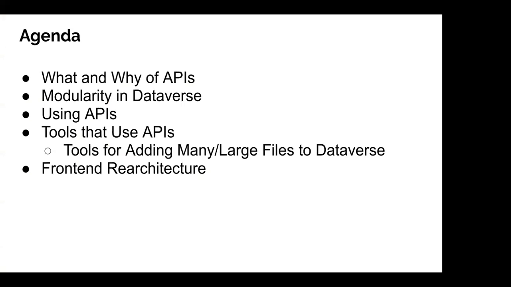So our agenda for today: we will be discussing a little bit about the what and the whys of APIs. We'll then transition into how it fits into the general modularity schemes that we have within Dataverse. We'll go from there to talking about using APIs and how to make some of the API calls, and lots of examples from the guides. Following that, we'll talk about some of the tools that use the APIs, including a subsection which Jim will give about the tools for adding many or large files to Dataverse. And we'll finalize by talking a little bit about the front-end re-architecture project that we're working on currently and how it relates to the APIs.